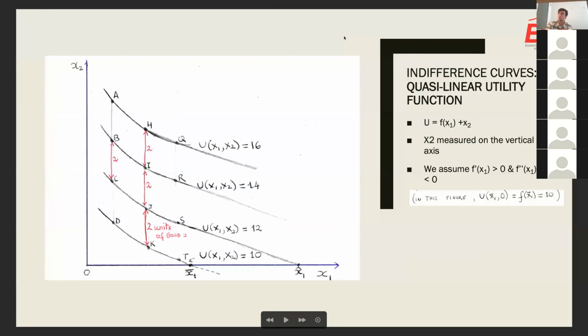We're also going to have quasi-linear utility functions. So basically your utility function there is just going to be f of good 1 plus good 2, where good 2 is measured on the vertical axis as usual, and good 1 is measured on the horizontal. We're going to make the assumption that the derivative with respect to x1 is greater than 0 and the second derivative with respect to x1 is less than 0. So what that means is our slope is always going to be downward sloping, and at the same time, our indifference curve is always going to be concave upwards.